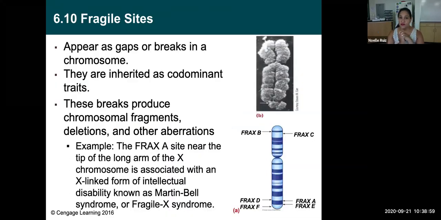And fragile sites appear as gaps or breaks in a chromosome. They're inherited as codominant traits. And the breaks produce chromosome fragments, deletions, or other aberrations. Example: the FRAXA site near the tip of the long arm of the X chromosome is associated with an X-linked form of intellectual disability known as Martin-Bell syndrome or Fragile X syndrome.